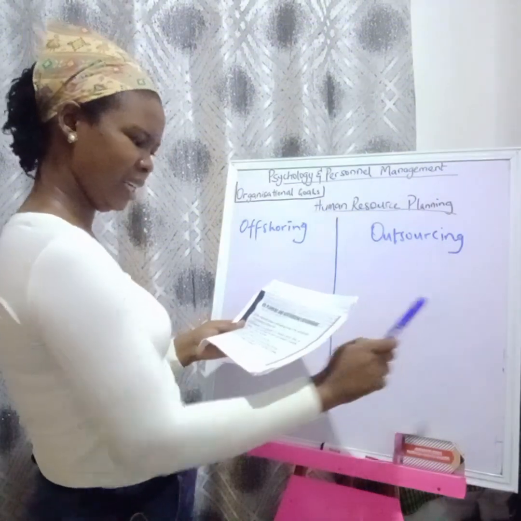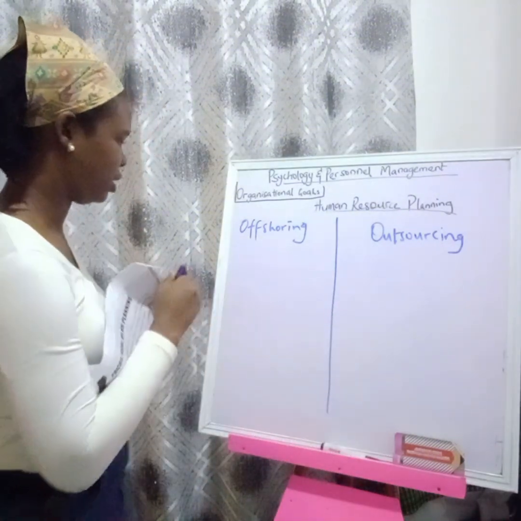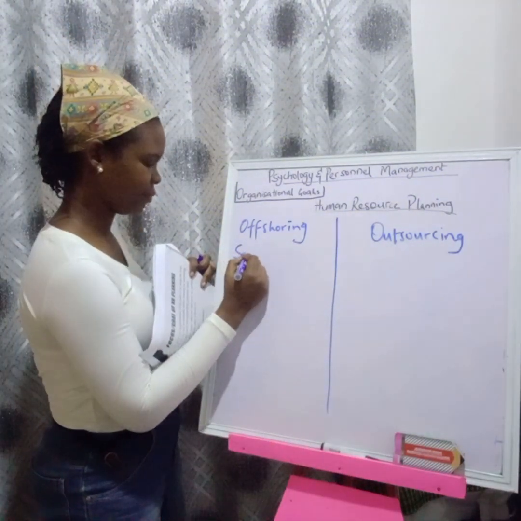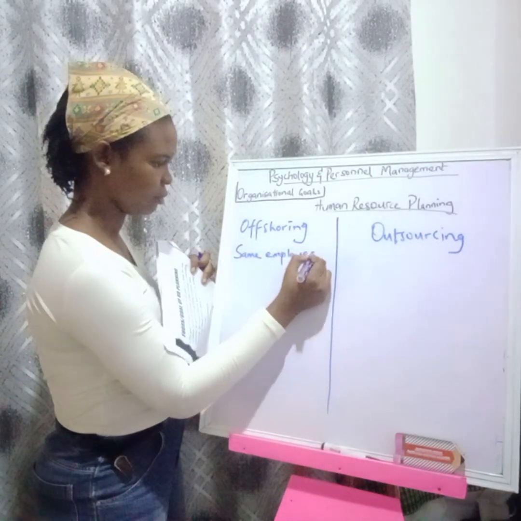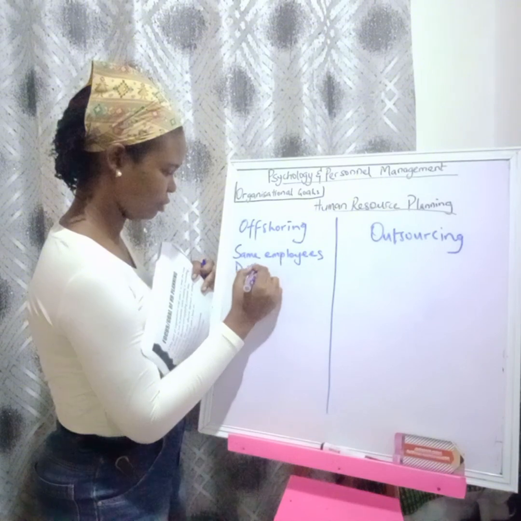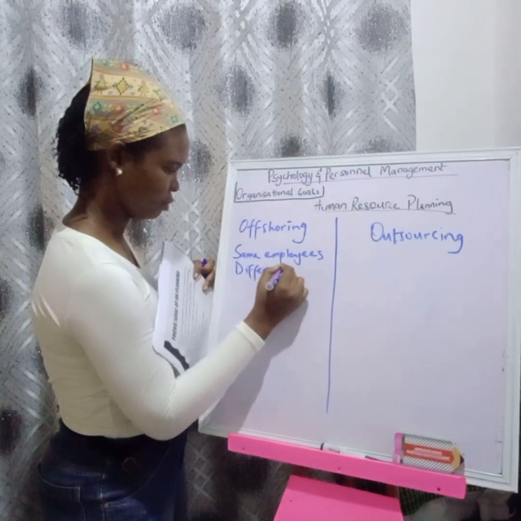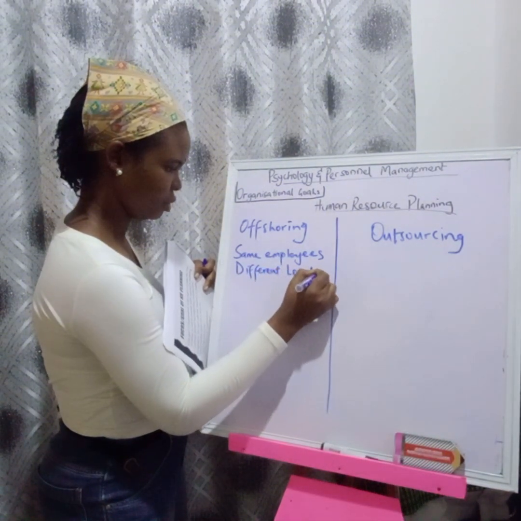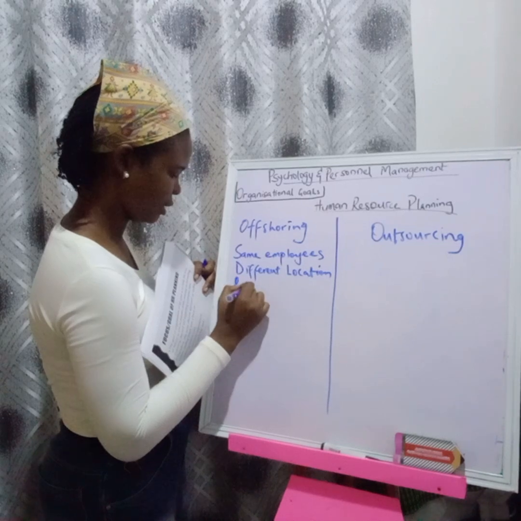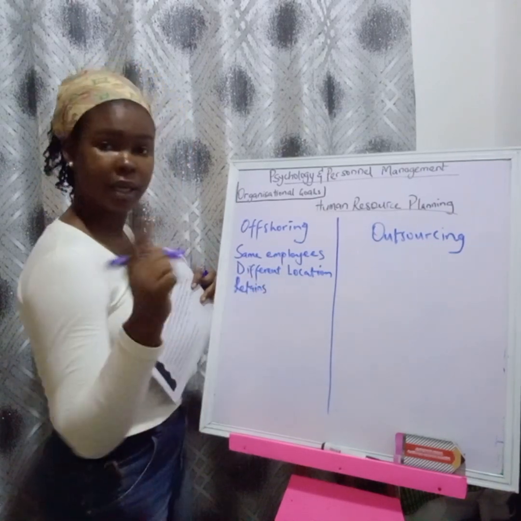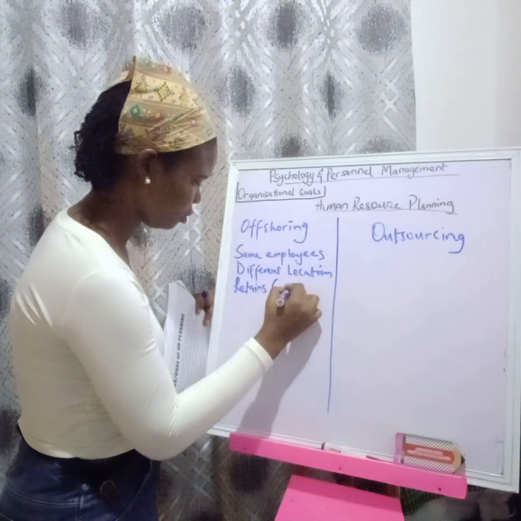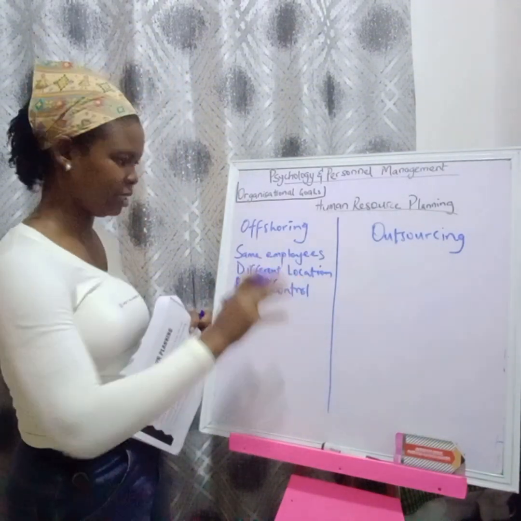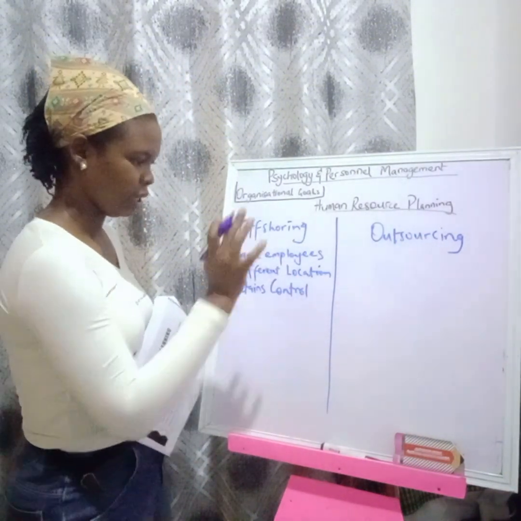So let's do this. Offshoring: same employee, different location, retains control of that branch. That's what offshoring does.